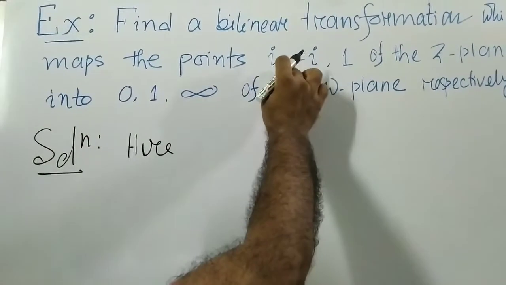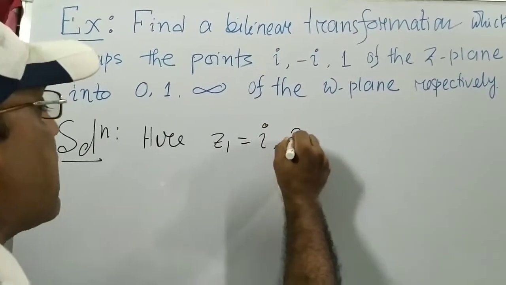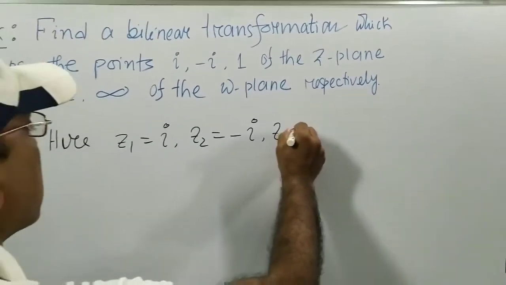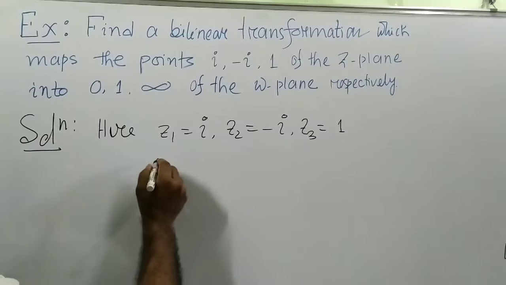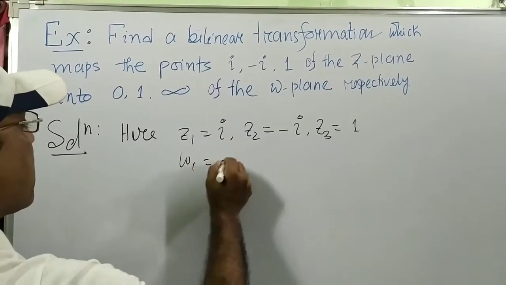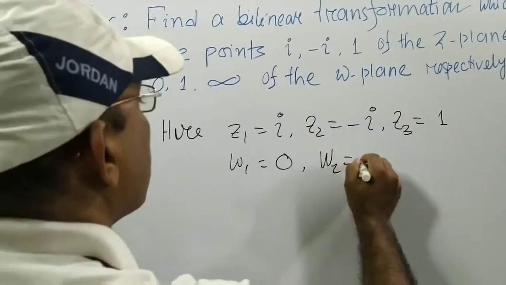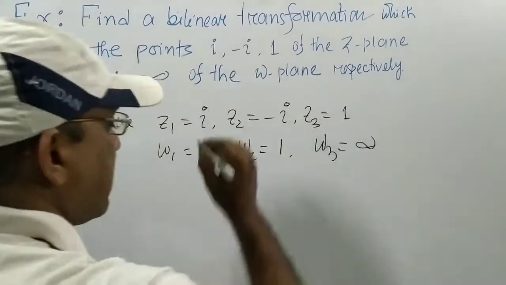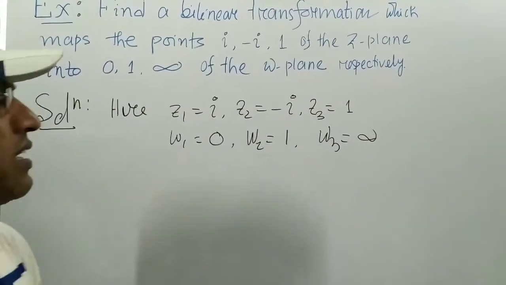Here we consider z1 equal to i, z2 equal to minus i, z3 equal to 1, and w1 equal to 0, w2 equal to 1 and w3 equal to infinity. These are the values which are given. Now we want to find the transformation.